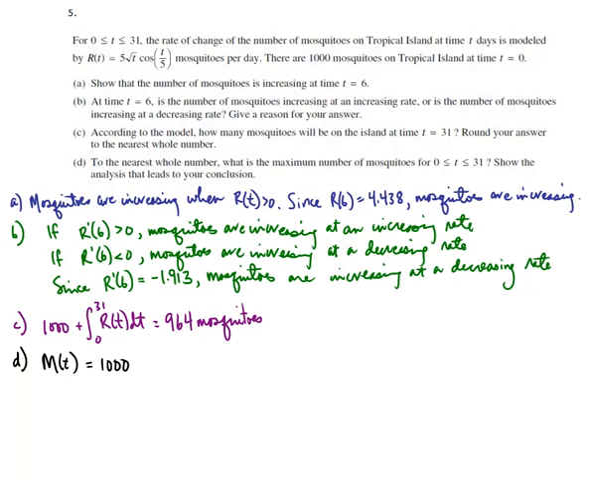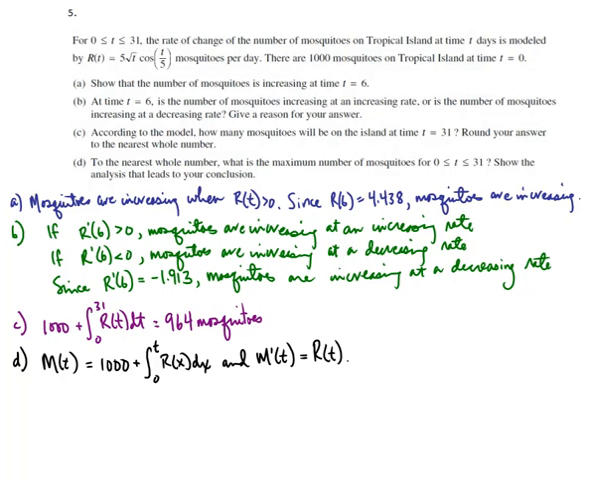We have 1,000 plus the integral from 0 to t this time, because we want to be able to tell at any time t what the number of mosquitoes on the island is. It's 1,000, the initial number, plus the integral from 0 to t of r of x dx, and we use x as the dummy variable there. All we need to do here to find the critical values of m is to take the derivative of m. And from the fundamental theorem of calculus part 2, the derivative of that expression is just r of t.